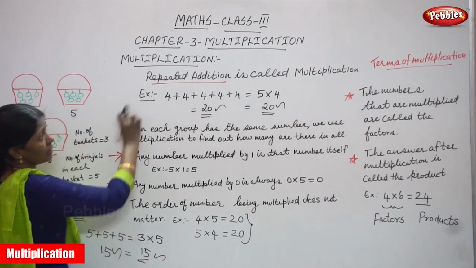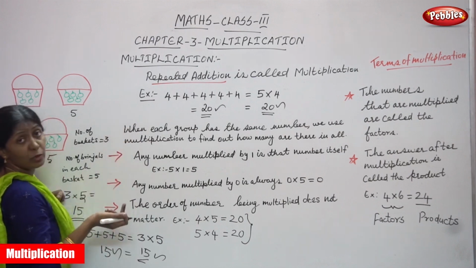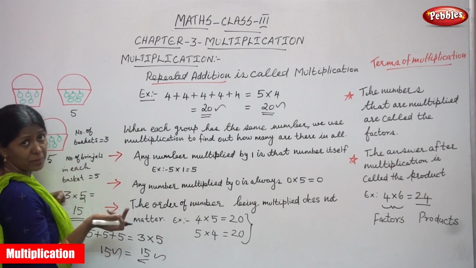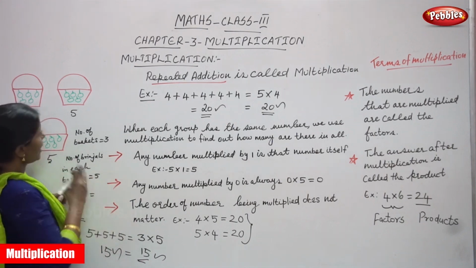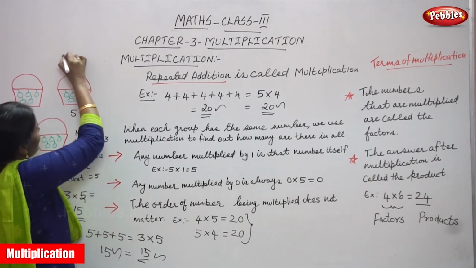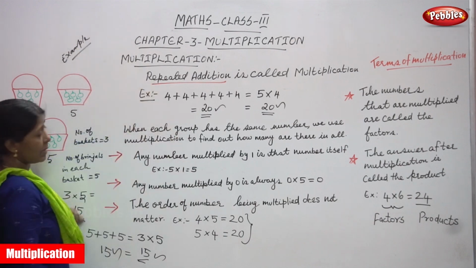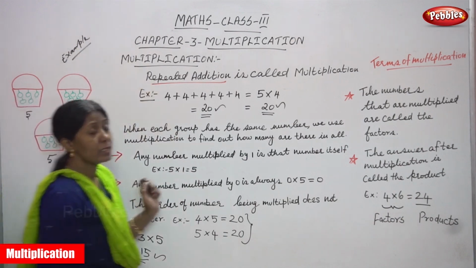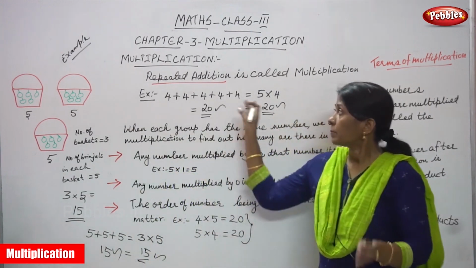So that is what multiplication is. That means repeated addition. Otherwise, we can call it: repeated addition is called multiplication. Multiplication is otherwise called repeated addition. I think you understand the sum. This is an example, a live example I just explained to you. I'll repeat once again.